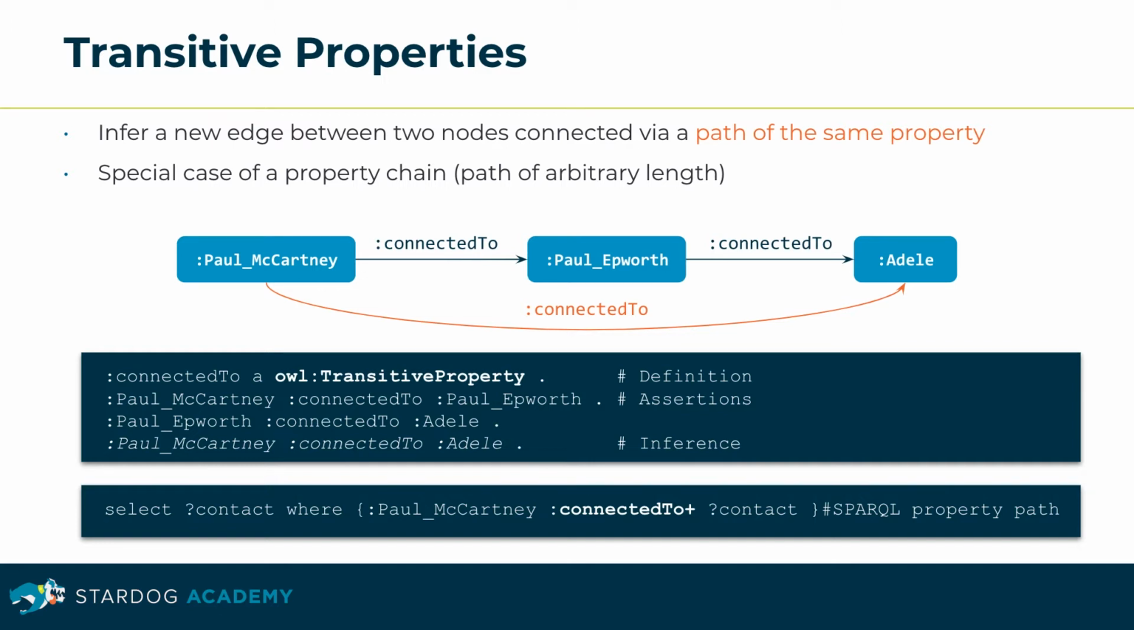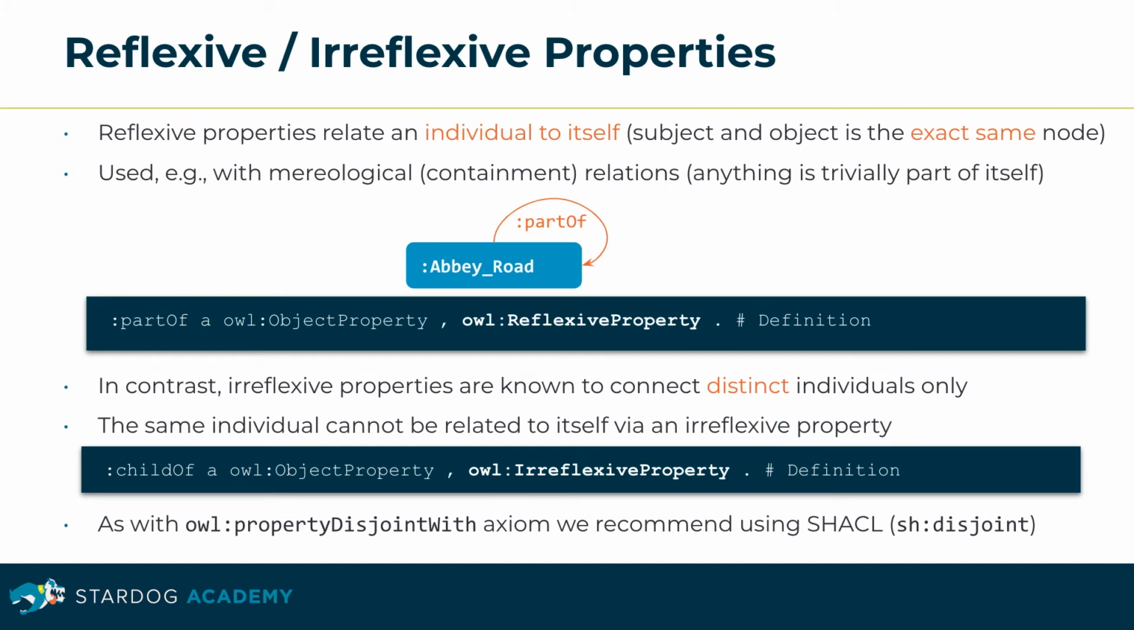Reflexive properties may relate an individual to itself. Its subject and object may be the same node. They are rarely used, for example, to express containment relations, as anything is trivially part of itself. More common are irreflexive properties that may connect distinct individuals only. I.e. the same individual cannot be related to itself via an irreflexive property. As with the property disjoint with axiom, we recommend using SHACL constraints, for example the SHACL disjoint constraint, to test irreflexive properties.